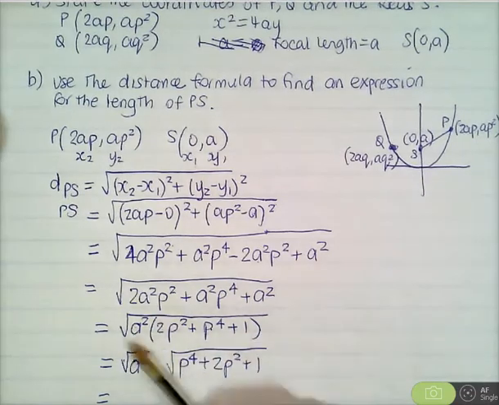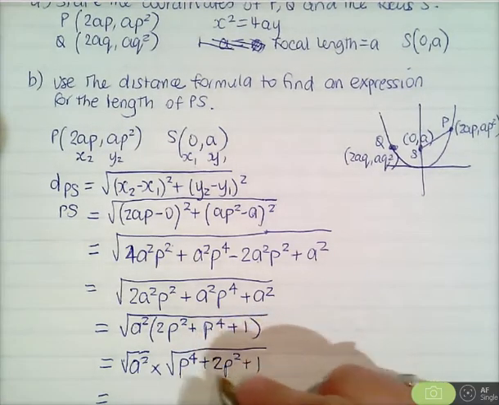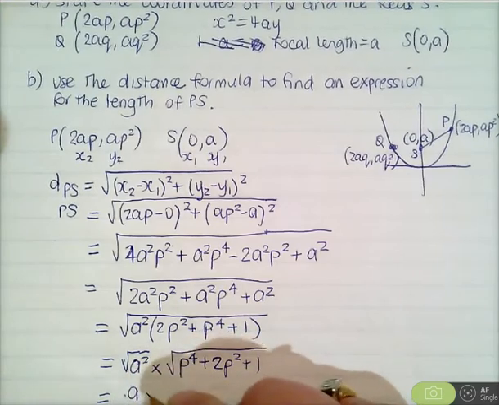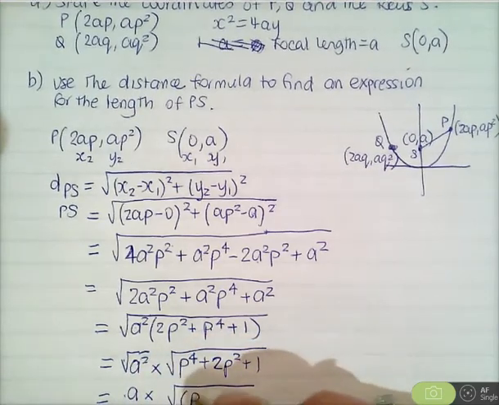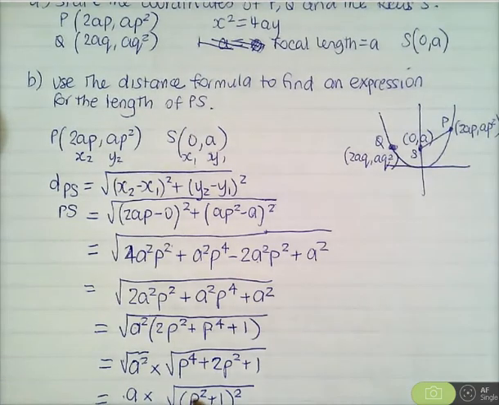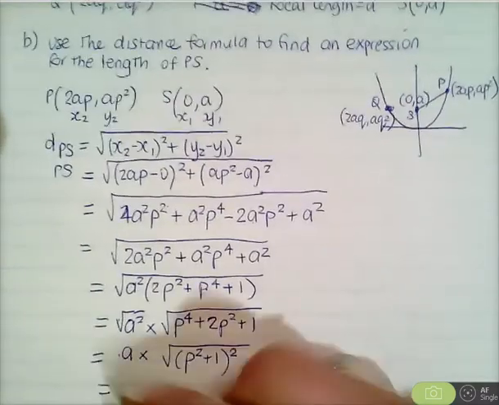So the square root of all this can be broken up into the square root of a squared times the square root of this. Now this looks like a quadratic, and it actually looks like a perfect square as well. So the square root of a squared is a. This looks like p squared plus 1 squared, and I'm just going to check that. If we square this, we get p to the 4 plus 2p squared plus 1, and it is. So therefore, we get a.